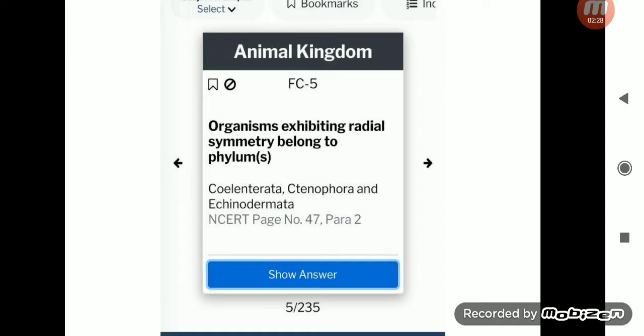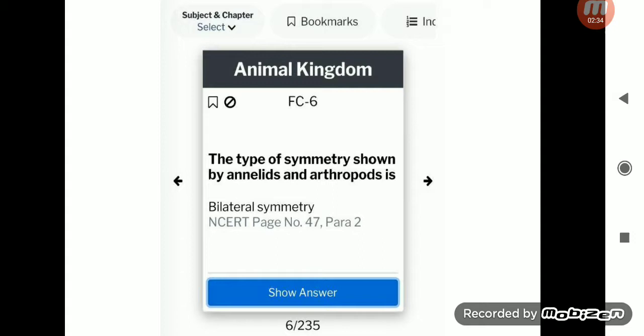The type of symmetry shown by annelids and arthropods is bilateral symmetry.